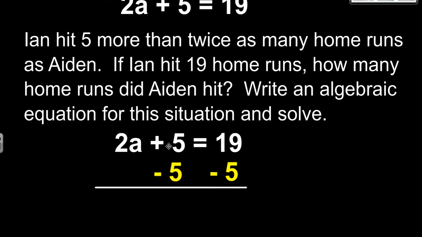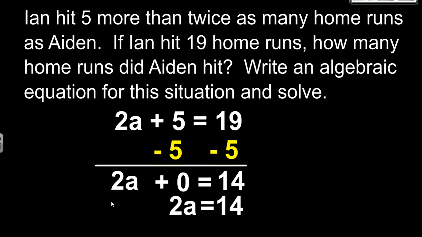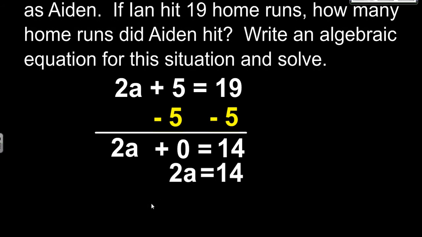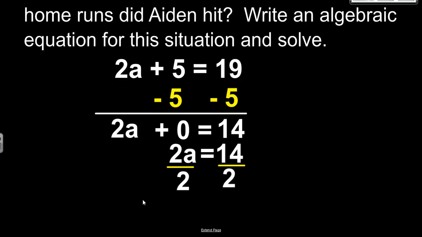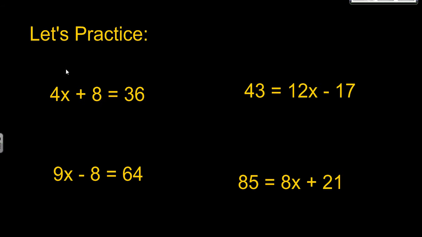Subtract 5 from both sides, which will reverse or undo the addition of 5. And that leaves us with 2a plus 0 equals 14. And thanks to the identity property of addition, 2a is equal to 14. Now I simply divide both sides by 2, which is the inverse of multiplication. And my division property of equality allows me to do this and find the answer that Aiden hit 7 home runs.